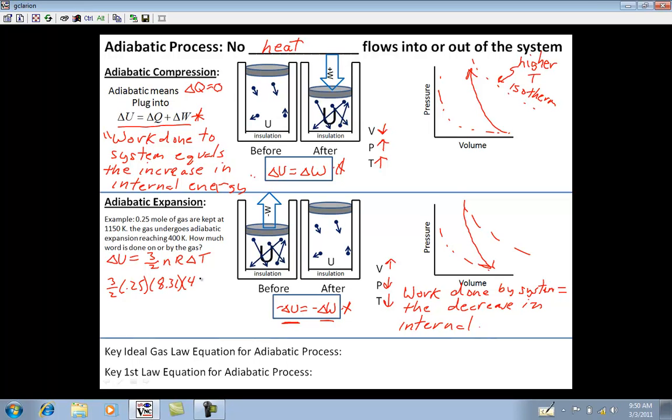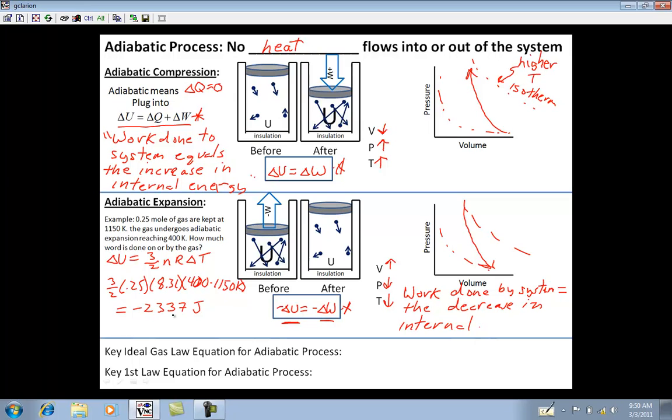So we'll go 400. That doesn't look like a 400. 400 minus 1150 Kelvin. Okay, and I think I have that value for you. Actually, I don't. You'll have to just... Negative 2,337. Okay, joules.